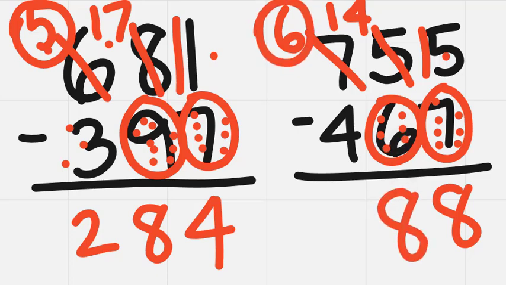Finally, we'll circle the 6, touch and count. 6, 5, 4, 3, 2. Our answer is 288. Well done. Be sure to check your work.